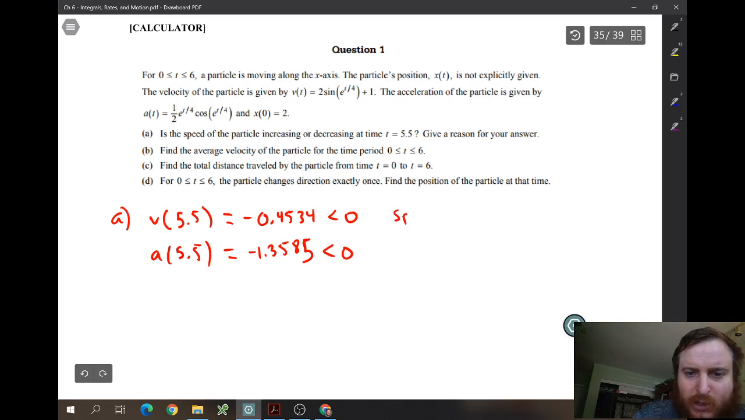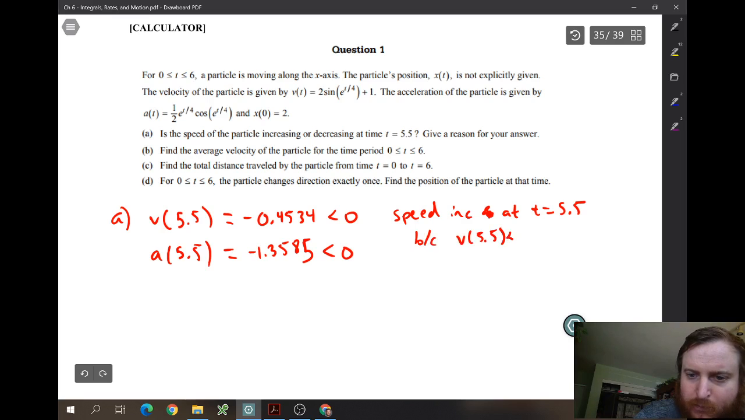This at time 5.5. Okay, so that means the speed is increasing at, we always want the at time equals 5.5, because v of 5.5 is less than 0, and a of 5.5 is less than 0. You can say same sign is great.